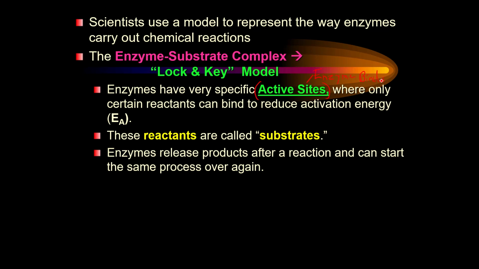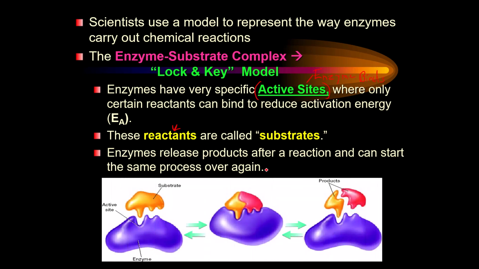Enzymes help reduce the activation energy, essentially helping to break those bonds. The reactants, the things on the left, are called the substrate. And then you have the products. The enzyme releases the products after the reaction is done and can start over and over again. Something key here: enzymes don't live forever, but they're not a one-use item. They can be used many times. It is not a one and done.